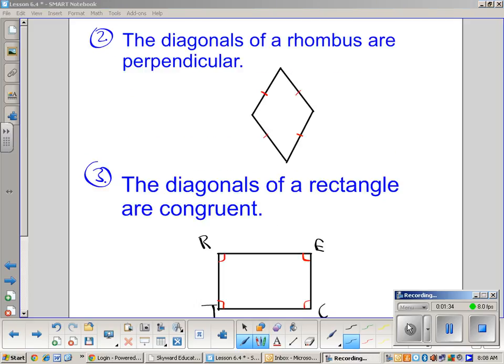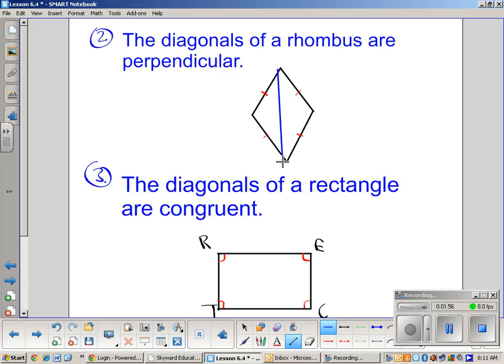It says diagonals of a rhombus are perpendicular, and the third one says diagonals of a rectangle are congruent. Let you copy that down, then we'll draw the board. Number 2, the diagonals of a rhombus are perpendicular. So if we draw these in, what we're saying is that this angle right here at the intersection is a right angle. Okay? Perpendicular means that we're creating right angles there.